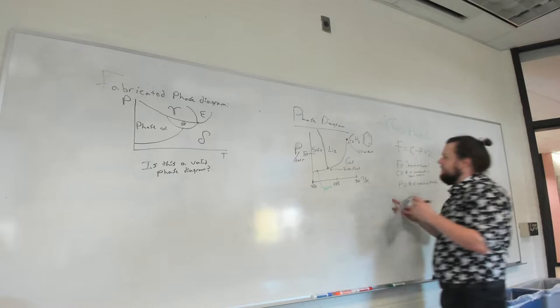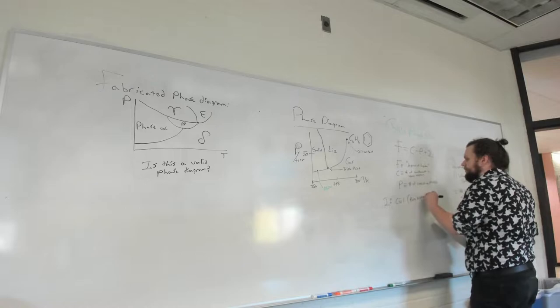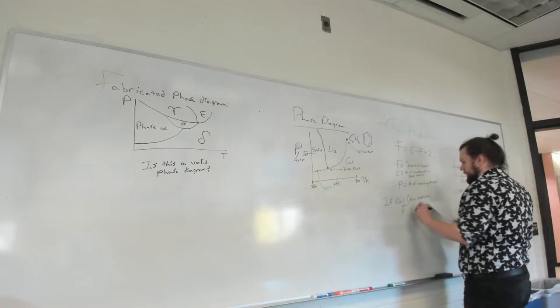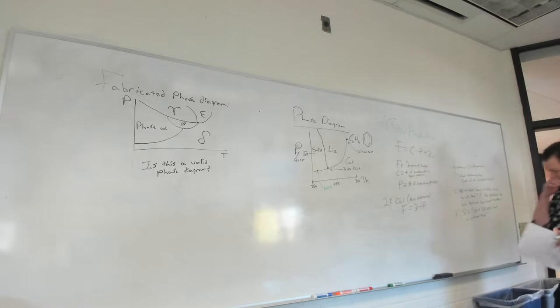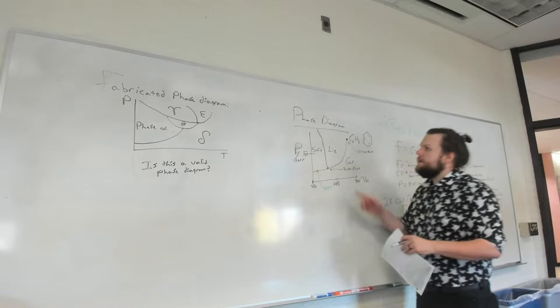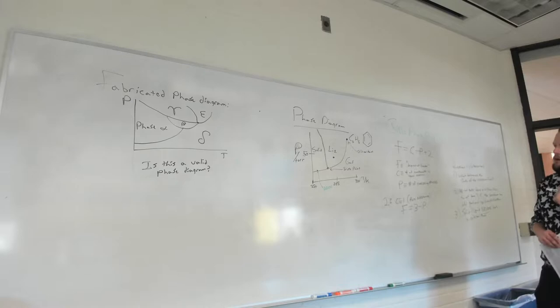All right, so for benzene, C is 1. So if C is 1, which is a pure substance, this simplifies to F equals three minus P. Okay, so what is a degree of freedom? Well, imagine that we're at a point here. Let's say we're at this point in the phase diagram. Our temperature and pressure is sitting right there in the middle of the liquid phase. How many degrees of freedom do we have?